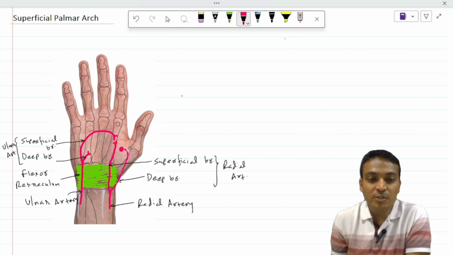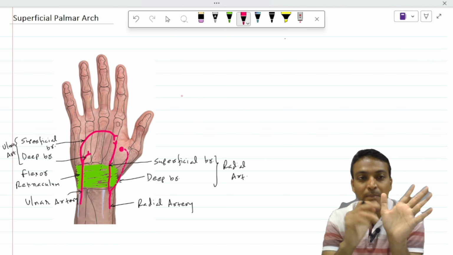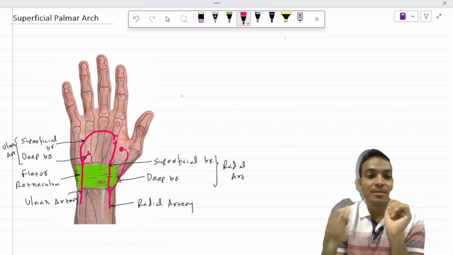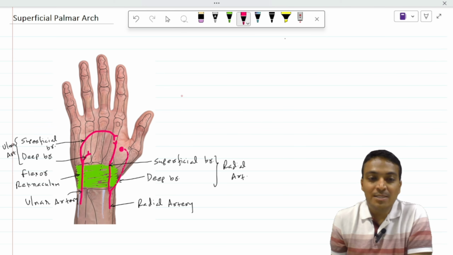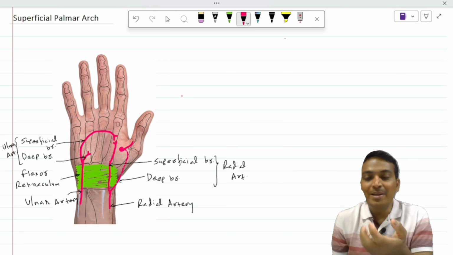Now this deep branch of the radial artery, as it comes out from the first web space to reach up to the palm, gives two branches. One branch passes towards the thumb, and that branch is called the arteria princeps pollicis. As the name suggests, it is the arteria princeps pollicis.